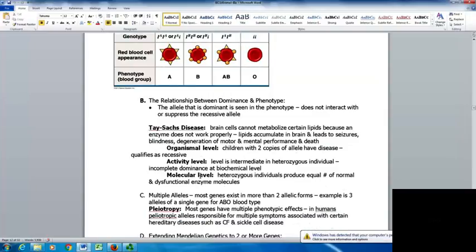If you look at the activity level, the level is intermediate in the heterozygous individual because of incomplete dominance at a biochemical level. They're going to produce some normal enzyme cells, some cells without normal enzyme. At the molecular level, the heterozygous individual produces an equal number of normal cells and an equal number of dysfunctional enzyme cells. You always want to go back and look at the genetic relationship before determining is something going to be dominant or recessive or codominant.